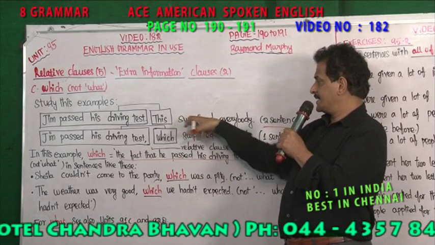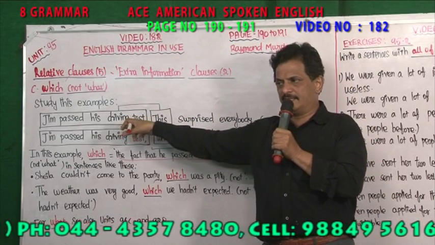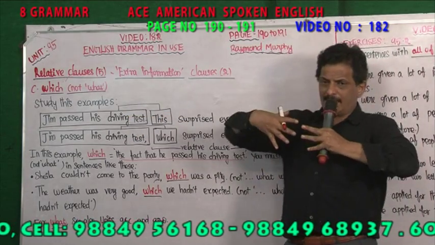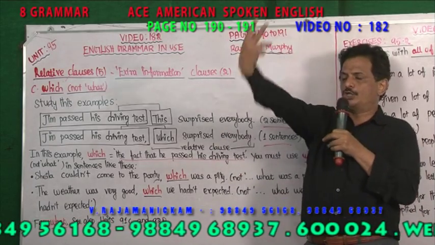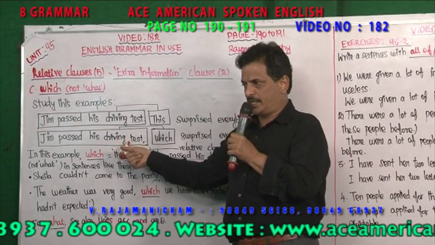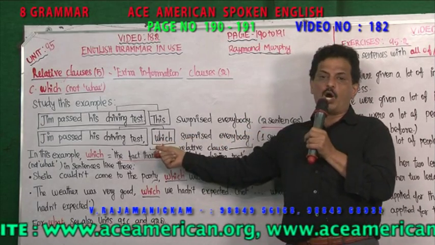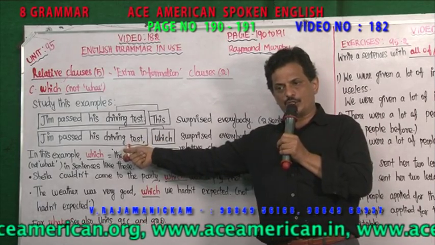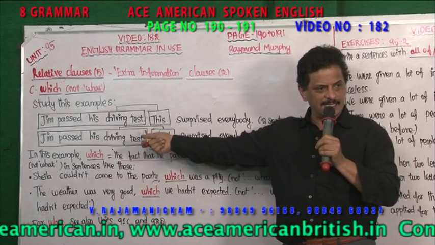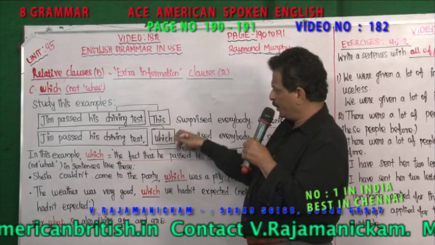Next sentence. This surprised everybody. This stands for what? His passing the driving test. So two sentences are there. When you want to combine these two sentences into one sentence, what do you say? Jim passed his driving test, which surprised everybody. This which stands for what? Jim passing his driving test. So the entire sentence is put in one word, which.